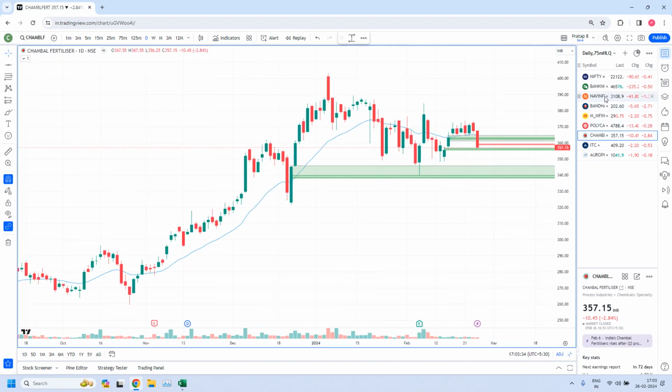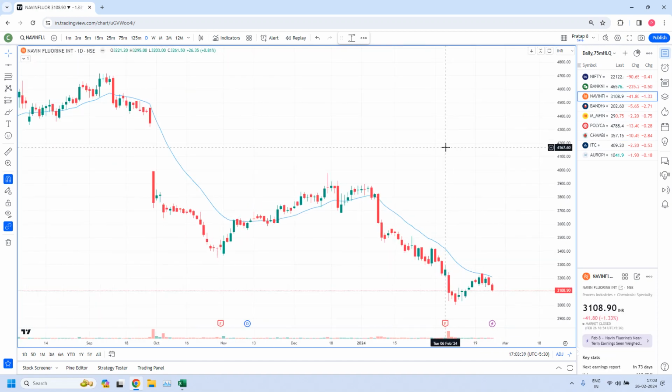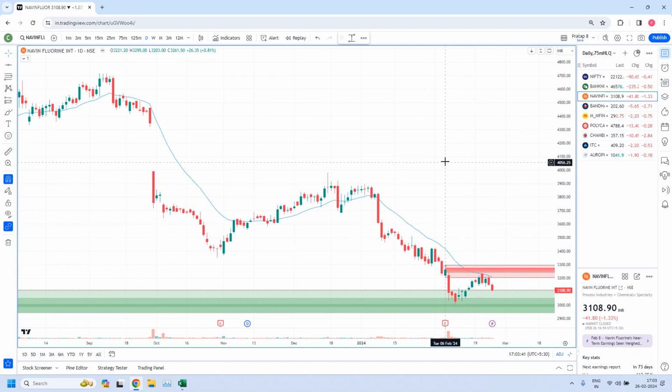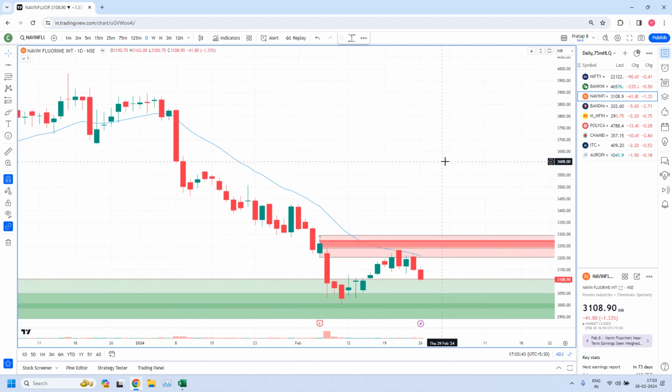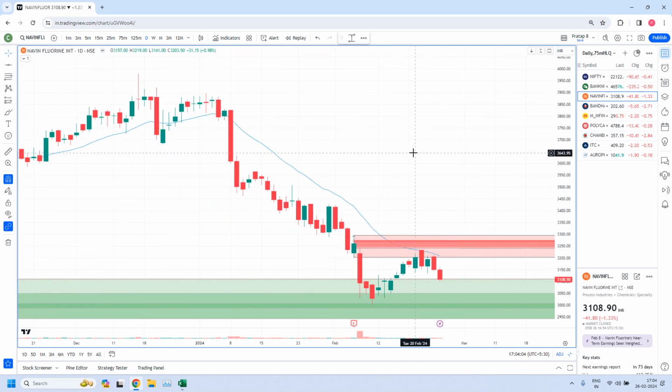The first one is Navin Fluorine. So today you see here, Navin Fluorine. Price did not get into this fine-tuned area. We already discussed this stock earlier also, that's why I'm not getting into the details. We have fine-tuned, we've been waiting, and prices didn't reach the fine-tuned 5 minutes area.